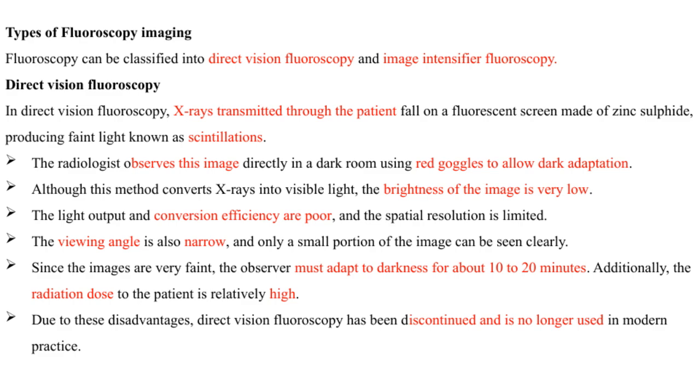Starting with direct vision fluoroscopy, in this method, X-rays pass through the patient and then hit a fluorescent screen made of zinc sulfide. This produces faint light signals called scintillations. The radiologist then observes this image directly in a dark room, and to help with dark adaptation, they wear red goggles. While this might sound straightforward, there are some important limitations. Although it converts X-rays into visible light, the brightness of the image is quite low, which makes it hard to see details clearly.